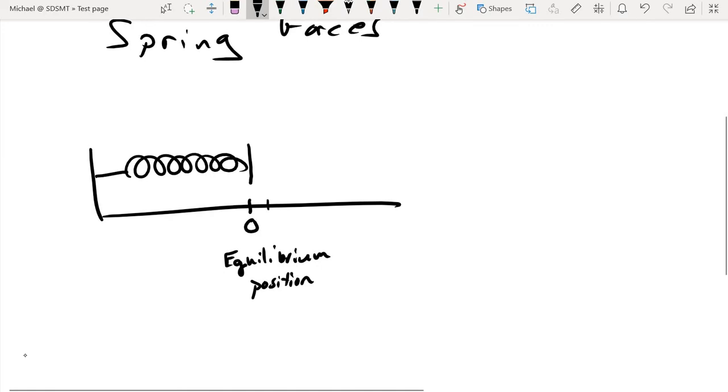And any displacement from that equilibrium position will be measured just like we would on a number line. And so we would have 1, 2, 3, 4 going off in the positive x direction, -1, -2, -3, and so on. And we'll say that this is in centimeters.